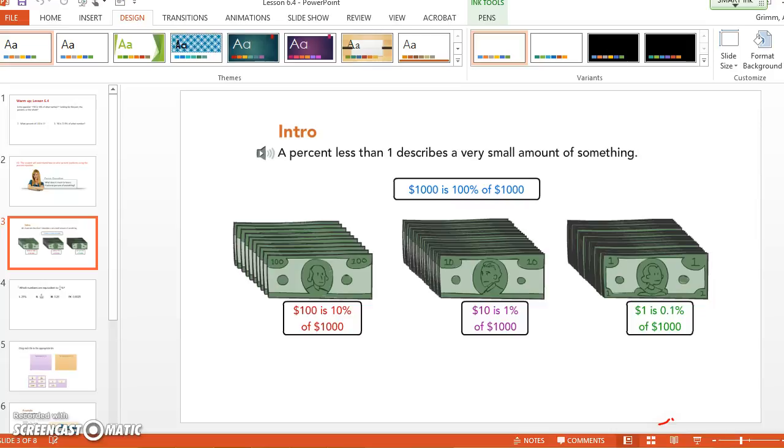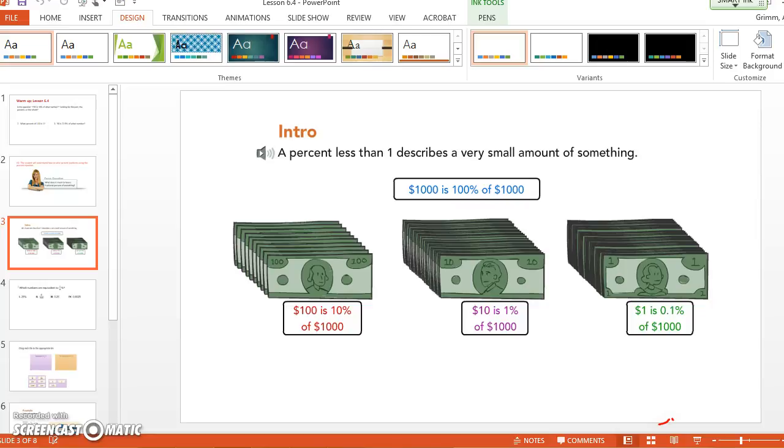Okay, then the last one. The last one is talking about a really small percent. So that's saying 0.1%. So not even a whole percent of $1,000 is $1. So think if you had to spend $1,000 and all you got was $1. That's a very small percent. Okay, and that happens a lot.